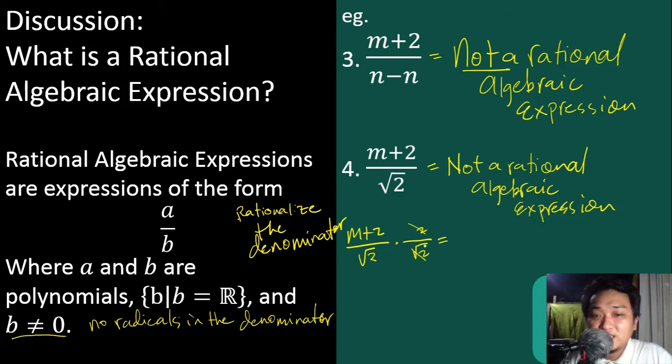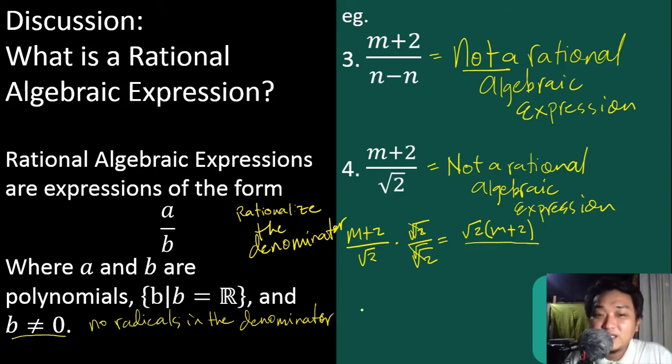Wala pong mangyayari sa expression natin just in case na i-multiply natin yan by square root of 2 over square root of 2. Okay, pasensya na sa program natin. Now, let us try to multiply. That is also the same as the quantity m plus 2 times the square root of 2, over... So, what is square root of 2 times the square root of 2?